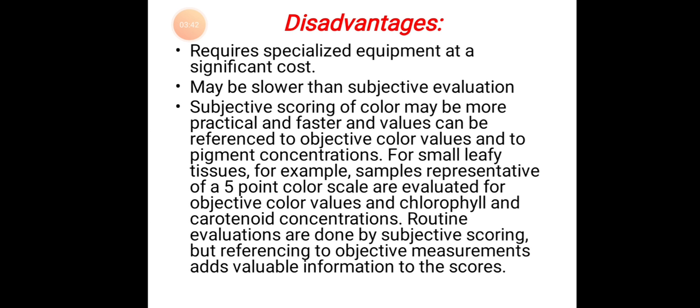Subjective scoring of color may be more practical and faster, and values can be referenced to objective color values and to pigment concentrations for small leafy tissues. For example, samples representative of 5-point color scales are evaluated for objective color values, and chlorophyll and carotenoid concentrations. Routine evaluations are done by subjective scoring, but referencing to objective measurements adds valuable information to the scores.